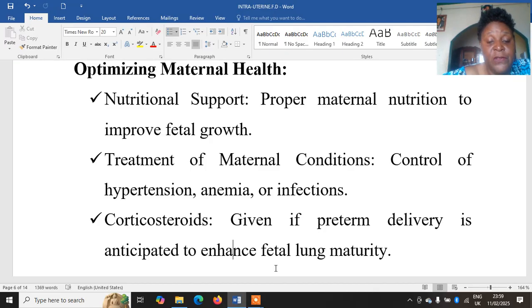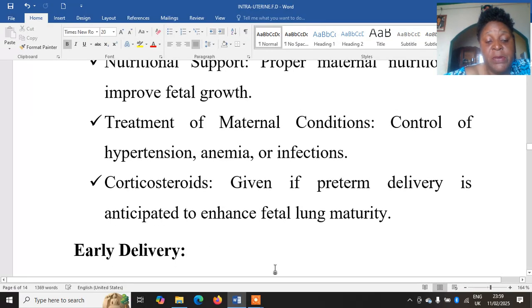Then we also have to give this mother corticosteroids, preferably dexamethasone. Why? Because in most cases, if the fetus is very compromised and the fetal heart is not good, we may need to deliver this baby prematurely. And when we deliver this baby prematurely, we think of enhancing fetal lung maturity, because this baby has not yet developed surfactant. So when we give corticosteroids, they will help to boost the production of the surfactant in the fetal lungs.